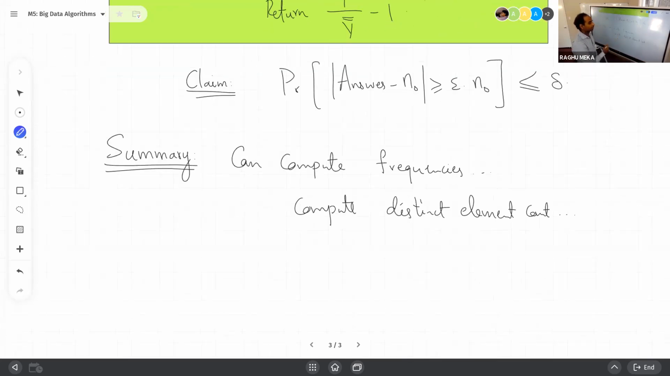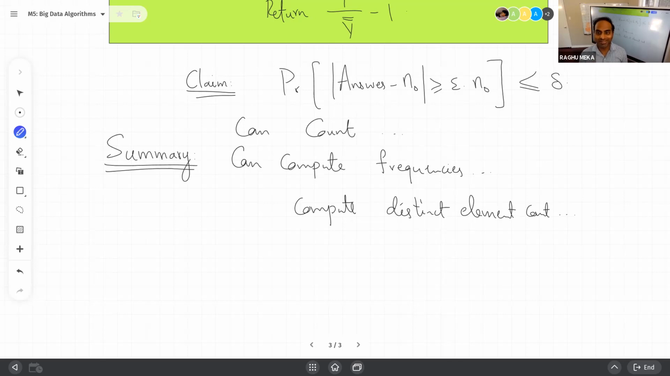So we saw how to compute... we can count with only log n bits of memory. That's the first streaming algorithm we saw. We can estimate frequencies with only logarithmic memory. We can count the number of distinct elements with only logarithmic memory.